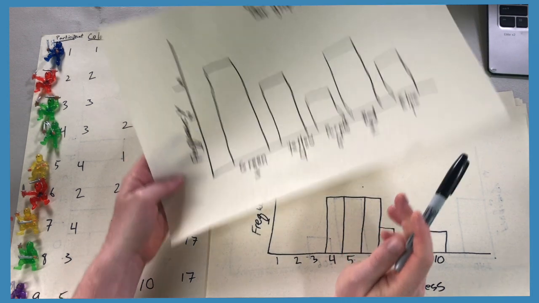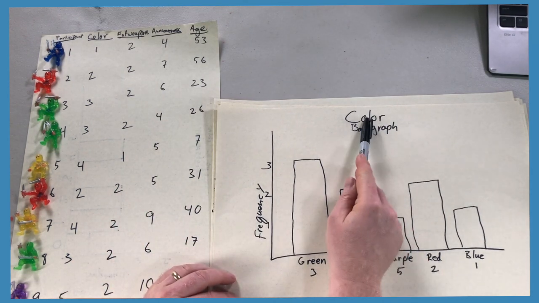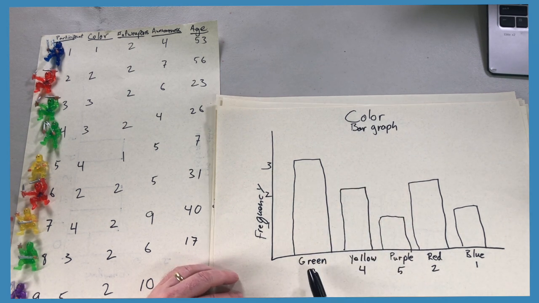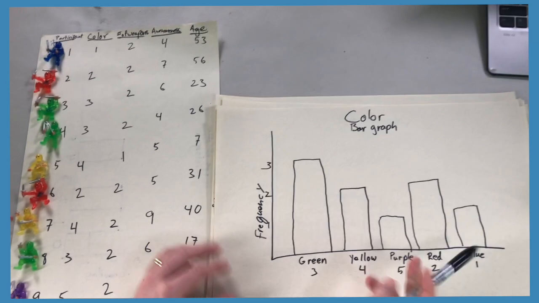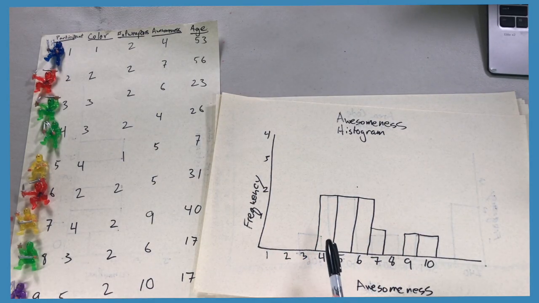So this is the bar graph right here. You saw the bar graph. One categorical variable. The categories are the colors, right? So one variable, color, and here are the different categories. Compared to this, which was our histogram, because awesomeness is continuous data. So that's our histogram. It's the frequency, and it's only one variable, awesomeness.